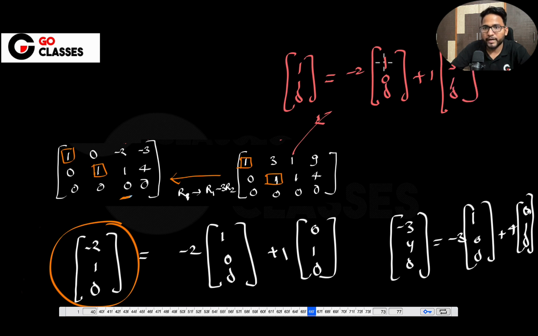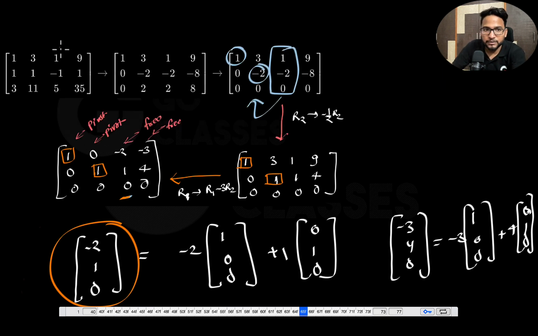Let's just check. Minus 2 plus 3 is 1. Yes, minus 2 plus 1, this is 0 plus 1, yeah, 1. And then 0 plus 0 is 0, right? So you can represent this vector also. Similarly, not just this vector, you have the coefficients for this vector, and this vector, and this vector, and this vector, which means the linear dependency holds.